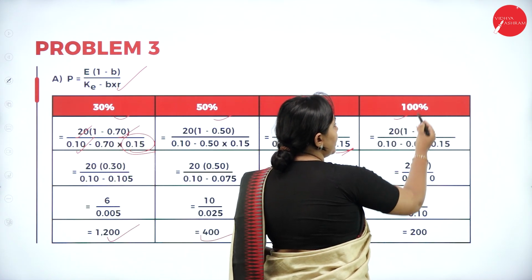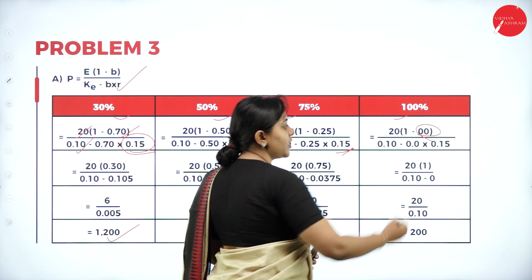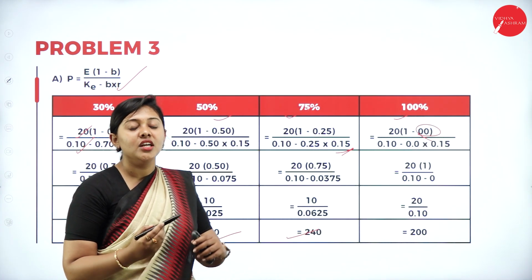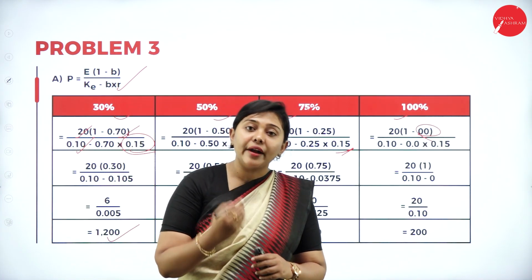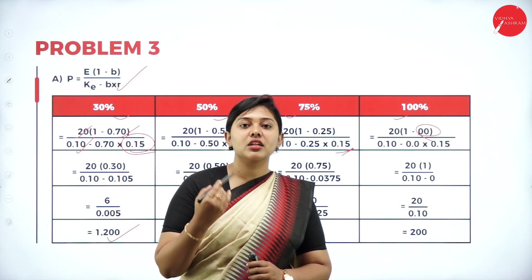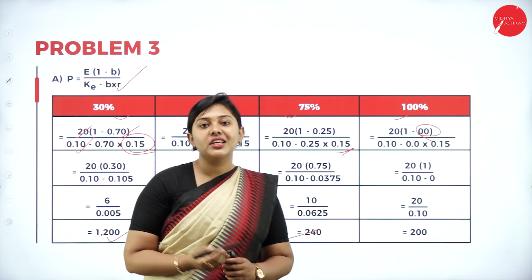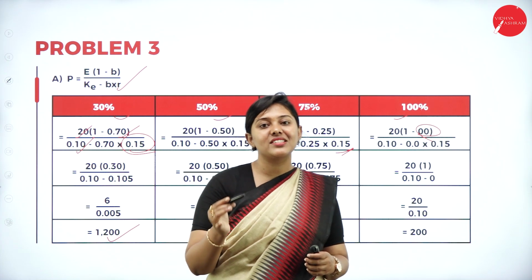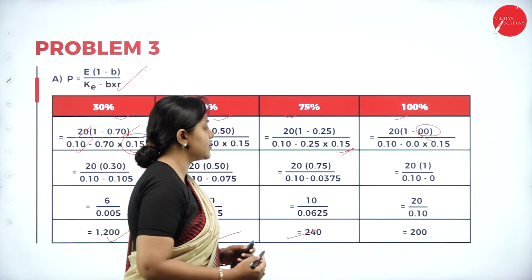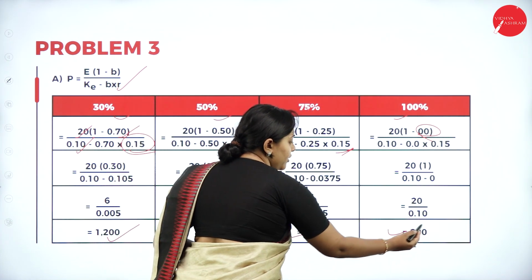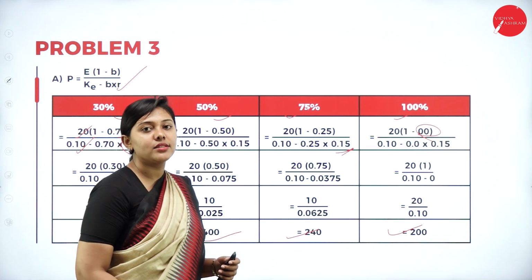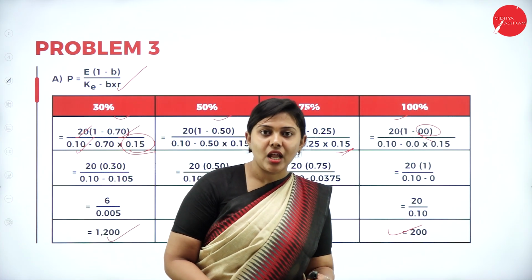Moving forward, 100%. 0 will be the retention ratio because in this case the company is issuing 100% dividend. So they are issuing the 100% dividend. That's why the retention ratio is nil, 0 in this particular case. So if you substitute the values into the calculator, you get 200 as the answer.